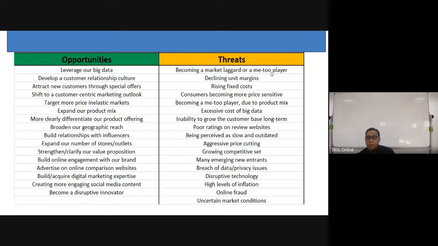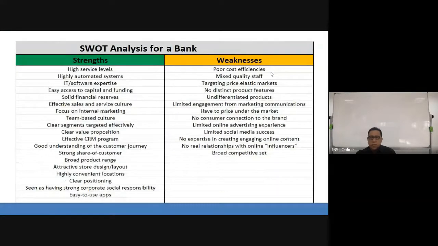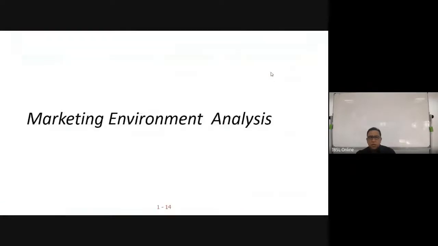Inflation, online frauds, uncertain market conditions. Those are threats we are facing right now, because market conditions are still unknown. We don't know what's going to happen in the future. Okay, so that's an example of a bank's SWOT analysis.